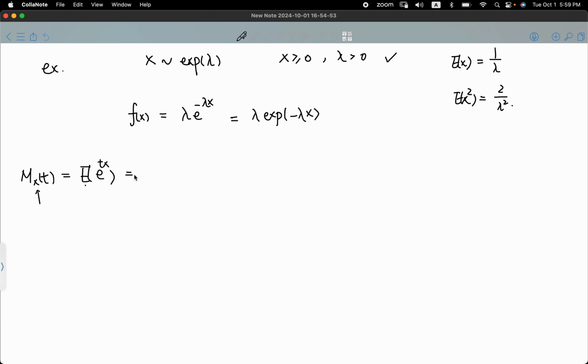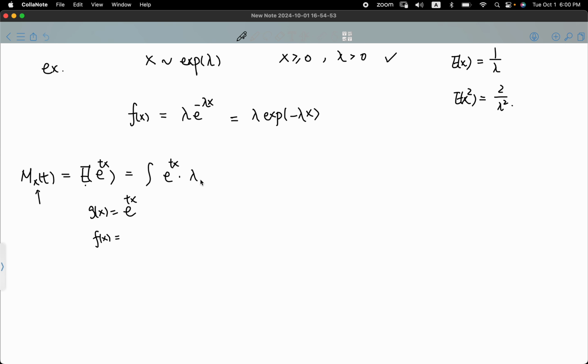So to construct or to specify the moment function, here we can again use the definition for the expectation. So what we have is this function g(x) multiplied by f(x), and in our case this g(x) here is e raised to the power of tx, like we mentioned earlier. So that's that, and then we need to multiply by f(x), the probability density function.